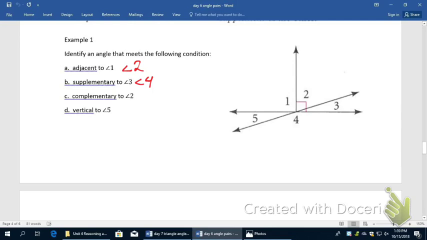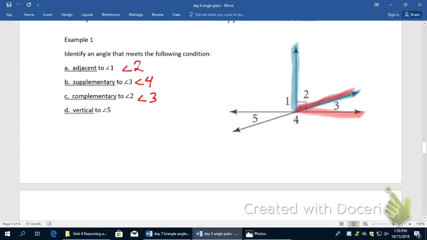Now I'm going to ask, what's an angle complementary to angle 2? I'm going to yet again use a highlighter. So angle 2. An angle that I could put with it to make it 90 degrees would be, for instance, angle 3. So angle 3 is my answer for this one. Part C. By the way, angle 5 would have also been a good answer because vertical angles are always equal.